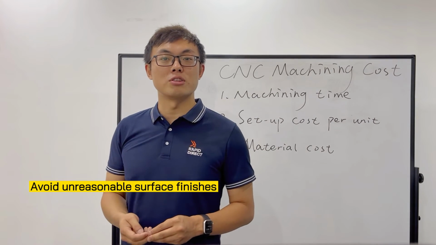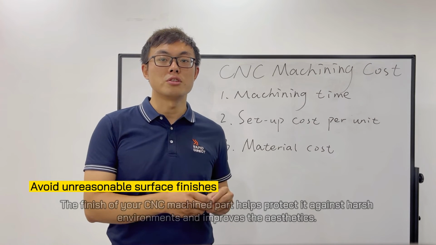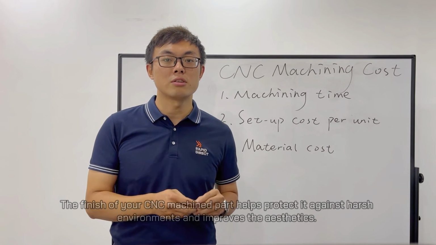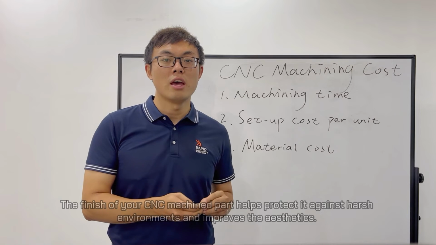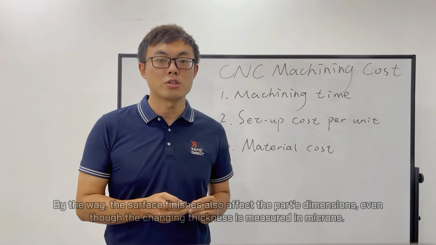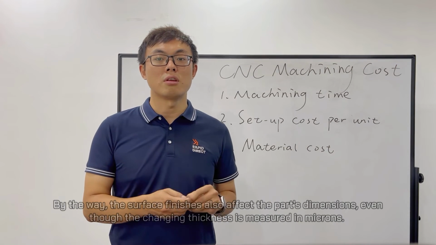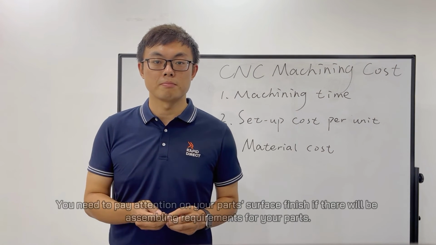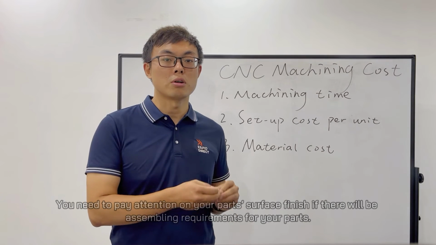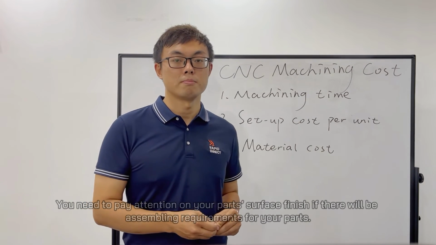The second tip is to avoid unreasonable surface finishes. The finish of your CNC machined part helps protect it against harsh environments and improves the aesthetics. However, the cost increases as the surface finish improves. By the way, the surface finish also affects the part's dimensions, even though the changing thickness is measured in microns. You need to pay attention to your part's surface finish if there will be assembly requirements for your parts.